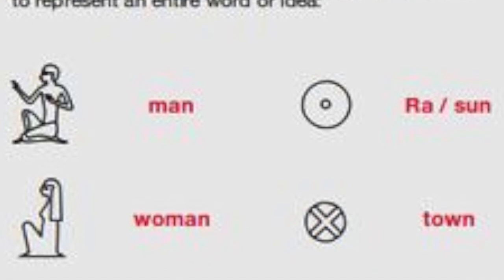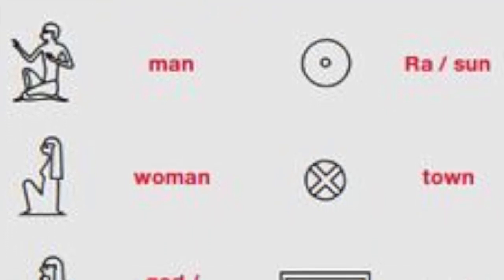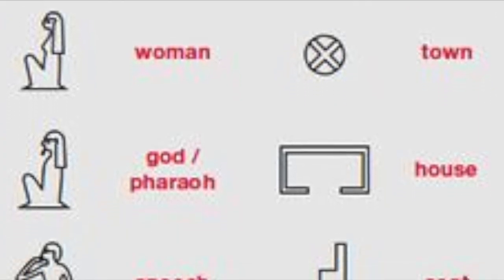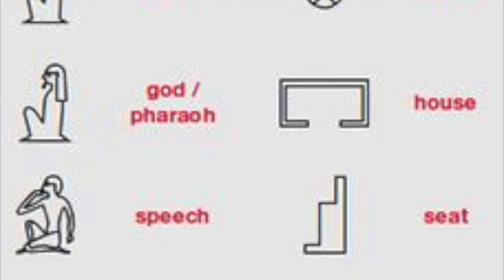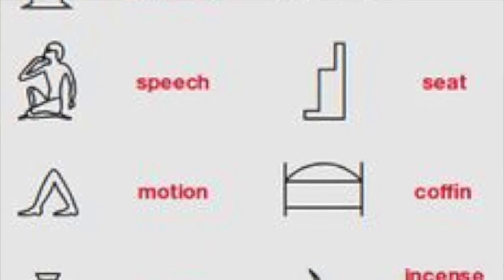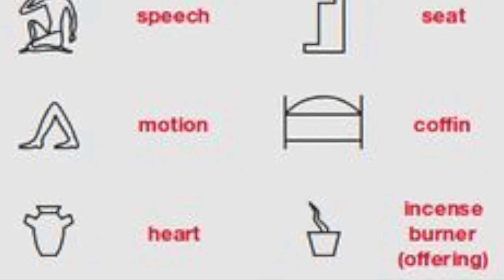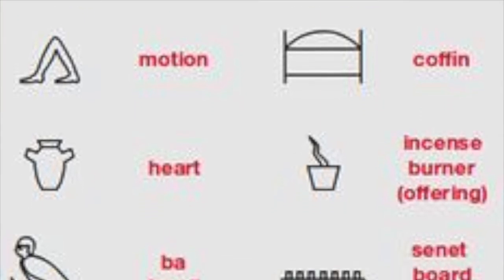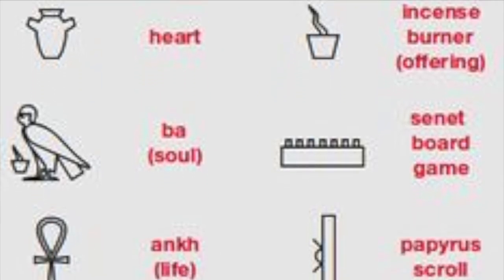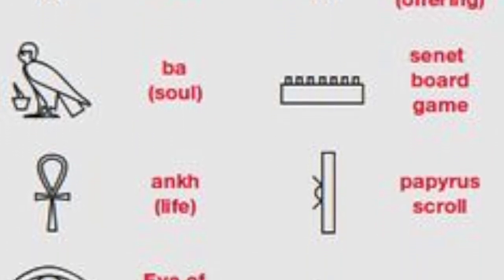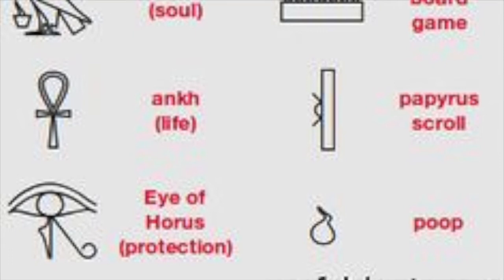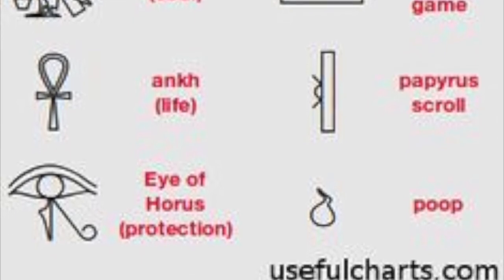So here are some common determinatives in Egyptian. We went over a few of them over the last 2 lessons. We did people, and we did sun, we did town, God, Pharaoh. There you can see house. Adjusting how the person uses their hands, if he's touching his mouth, it means speech. We did seat, we did motion. Here's a few new ones. There's coffin, we did heart. We haven't done incense burner or soul, or, well, we've done the board game, which is min, and we've done an ankh, which is a sandal tie. We've done the papyrus scroll. There's the Eye of Horus, and there's poop.